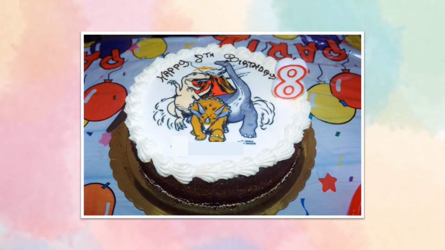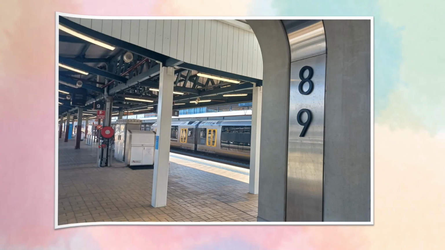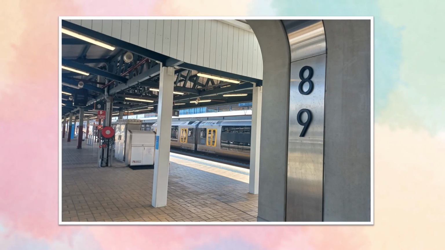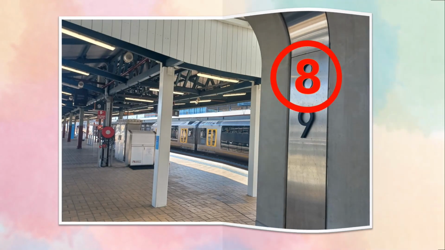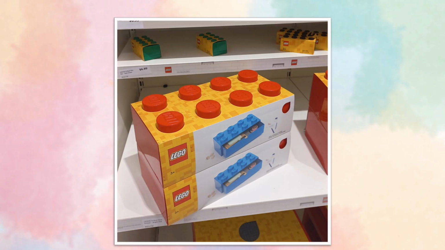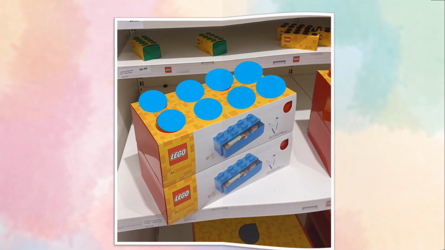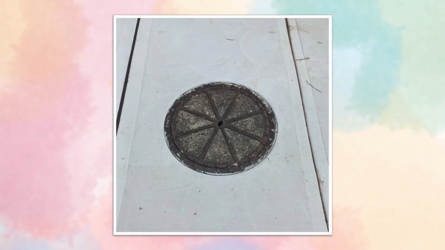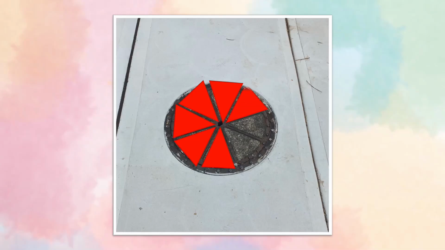Check out this cake and the candle. It's shaped like an 8. Here we are waiting for the train at platform number 8. There are no numerals to spot here, but can you see 8 on this Lego box? The number 8 was even on the ground. Count how many parts you see. 1, 2, 3, 4, 5, 6, 7, 8.